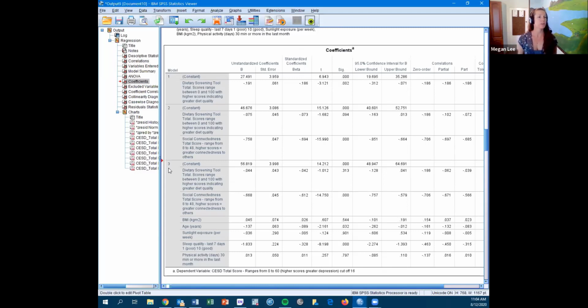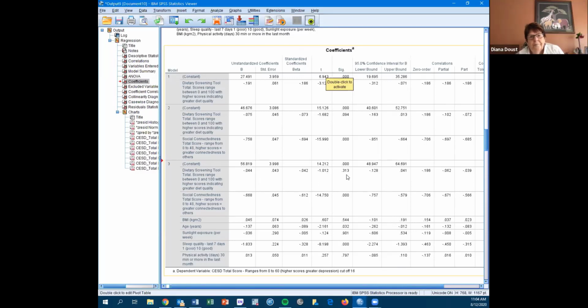Now, the first thing we want to look at is our T's and our significance of our T. Now, our T-test tells us which variables inside the model are significant. So have a look at diet. Is diet significant? No. No! What? That's my whole hypothesis. Oh, no.